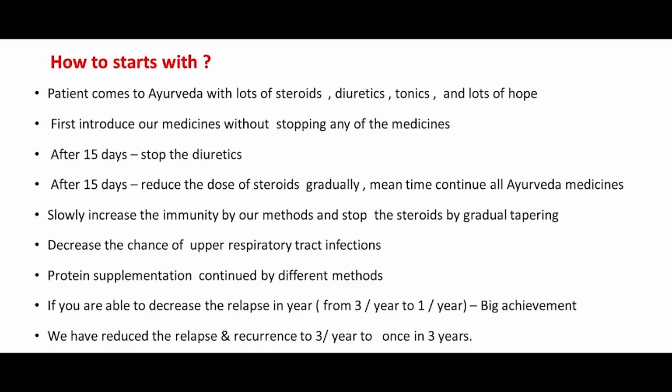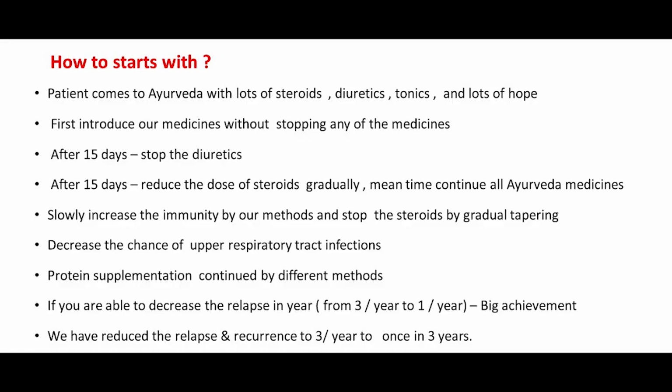Then after 15 days, reduce the dose of steroids gradually. Meantime, continue all the Ayurvedic medications. Slowly increase the immunity by our methods and stop the steroids by gradual tapering. Okay, so decrease the chance of upper respiratory tract infection. Protein supplementation should be continued by different methods.